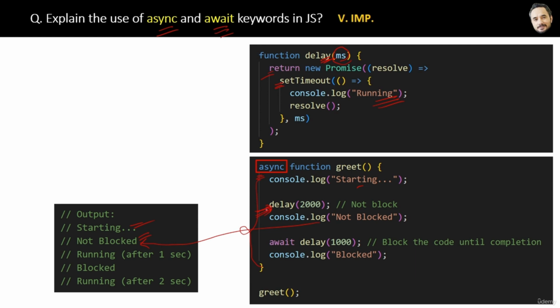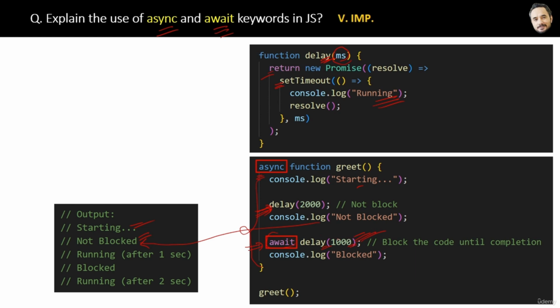Now the point is, what is the role of the await keyword here? Okay, after printing not blocked, here you can see the await delay function call again. Now this await keyword is required to block the code until this delay method is completed. It might be that this delay method is getting some data which is very important, and that data we might have to print later.